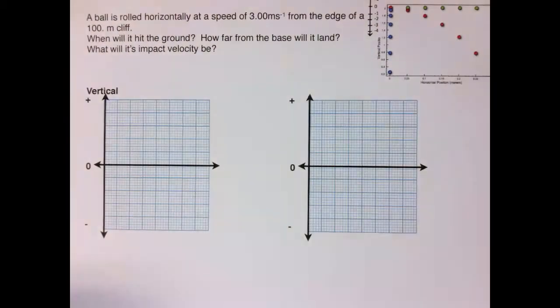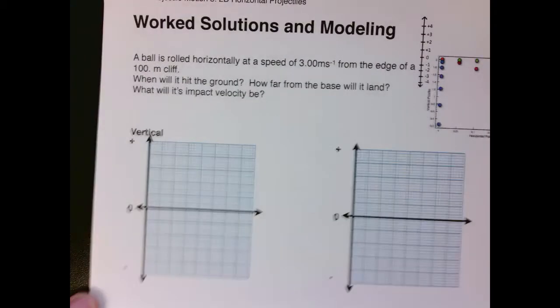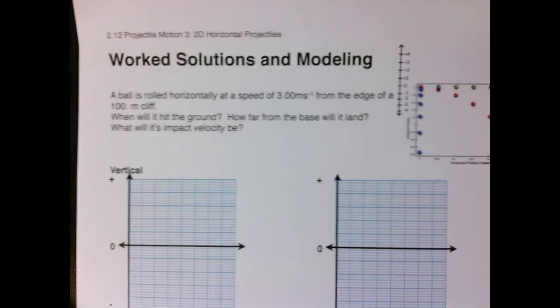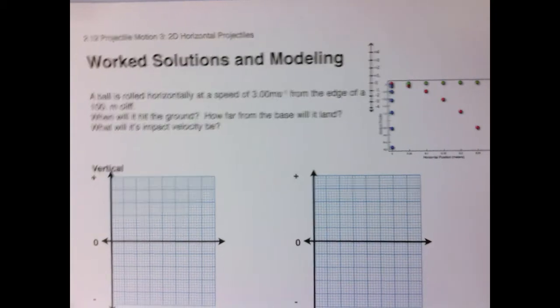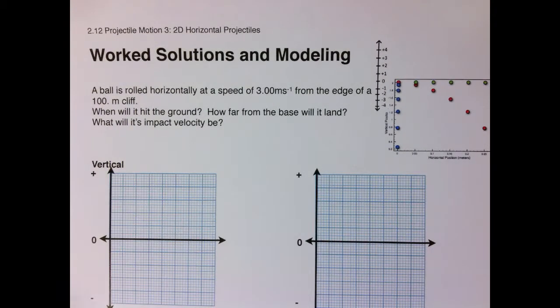So you may wonder now, how do we solve problems and answer questions about this? Well, let's take a look at a problem like this. We've got a ball rolled horizontally at a speed of 3 meters per second from the edge of a 100-meter cliff. When will it hit the ground? How far from the base will it land? And what will its impact velocity be?